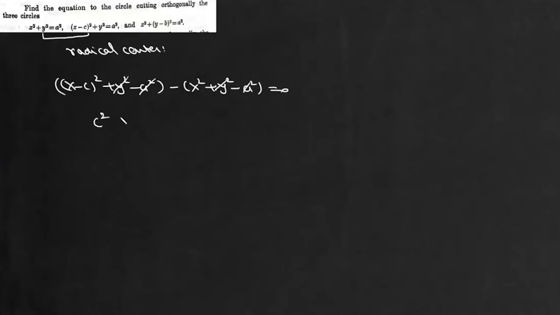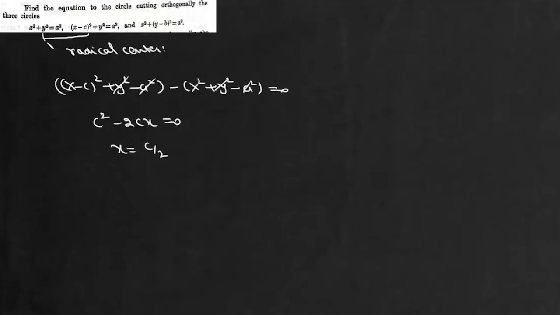So we have to find the radical center of three circles, for which we have to find the radical axis of two circles. Now from the first two we can write (x minus c) square plus y square minus a square, minus x square plus y square minus a square equals 0. Now here a square and y square will cancel, x square will also cancel, so we get c square minus 2cx equals 0. Then the value of x is c by 2.